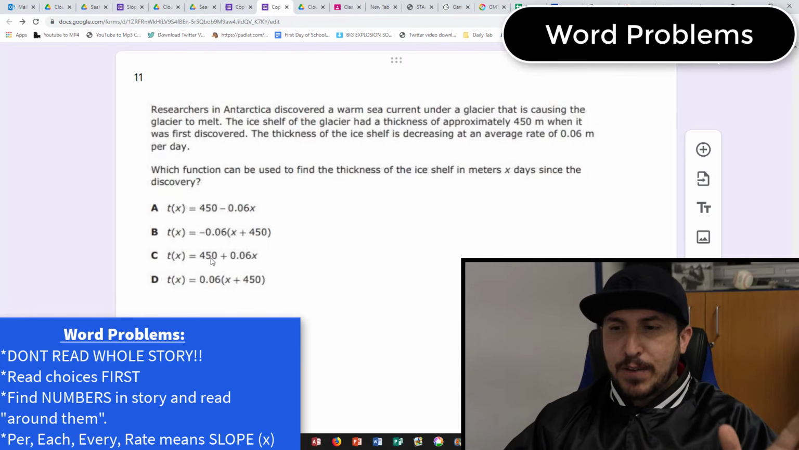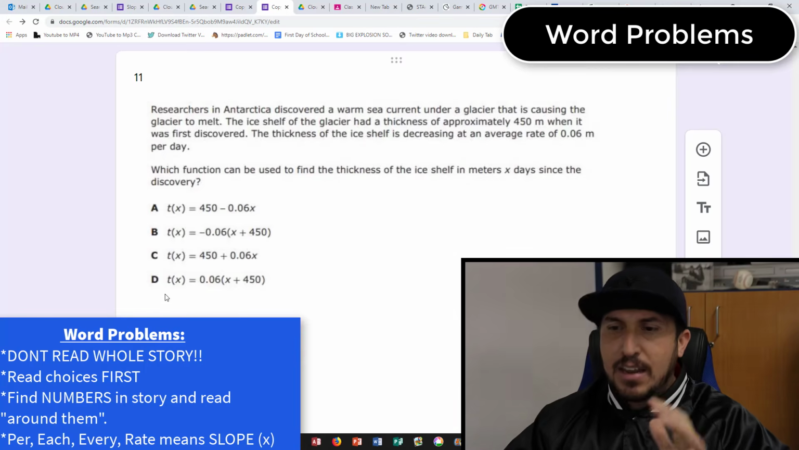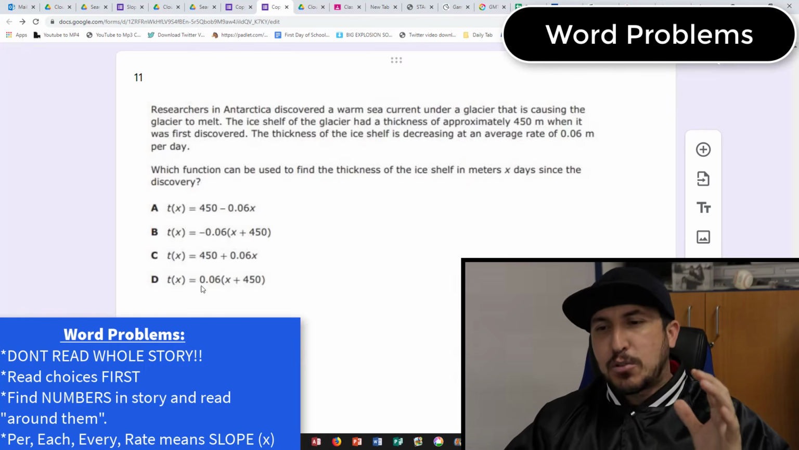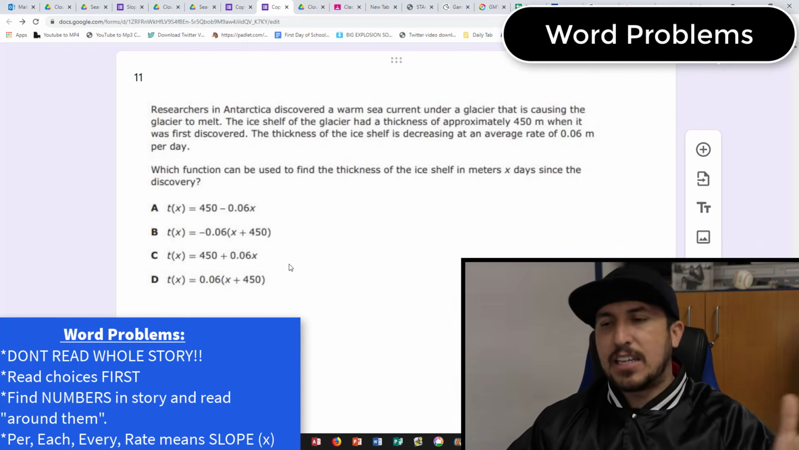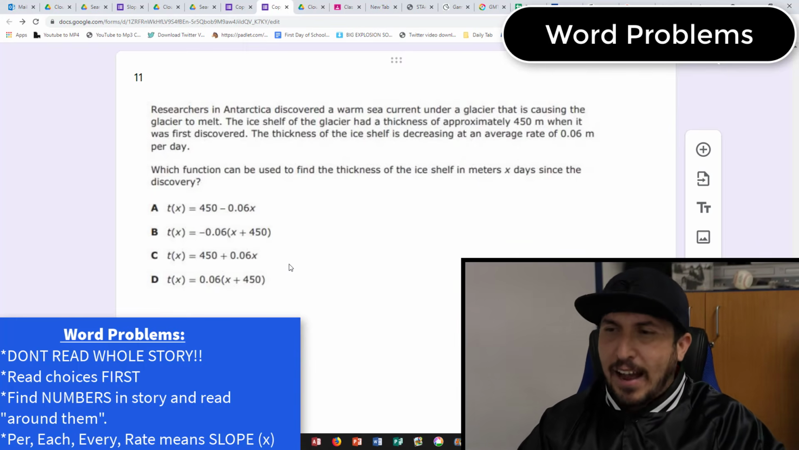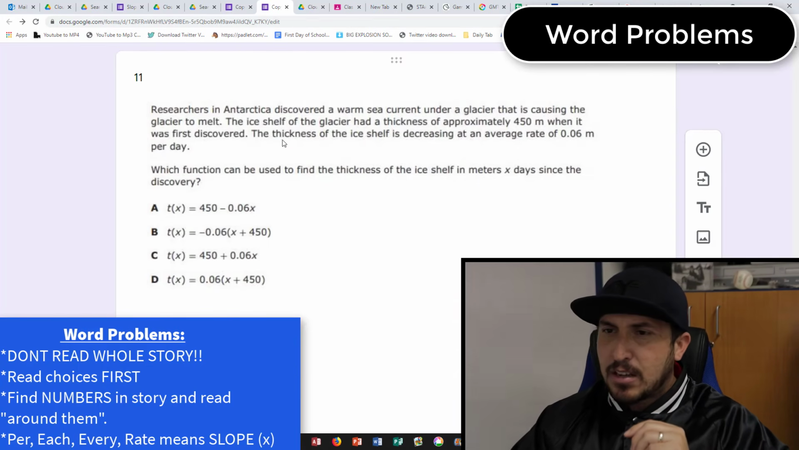Choice C. 450 plus, he has the 0.06, does have an X on him. I like A, I like B. D looks weird here, so I'm scratching D out. B is gone, D is gone. I like A, I like C. Now, what's the tiebreaker? Let's go back and read around this word right here. Let's go read something. Average rate per day. Decreasing.